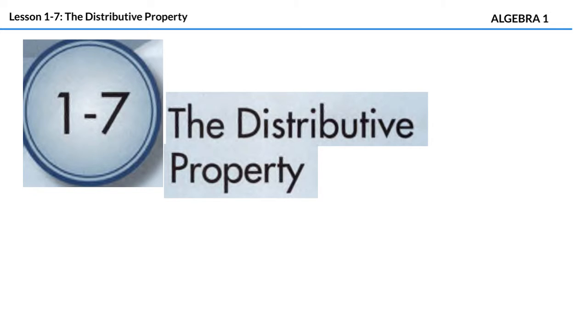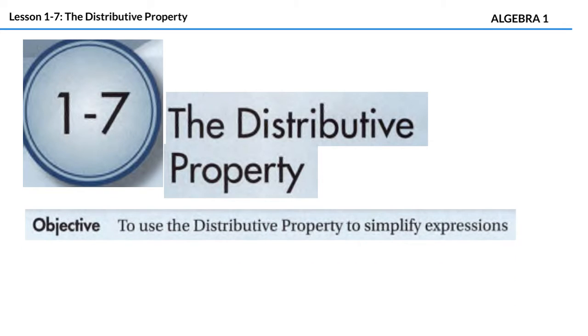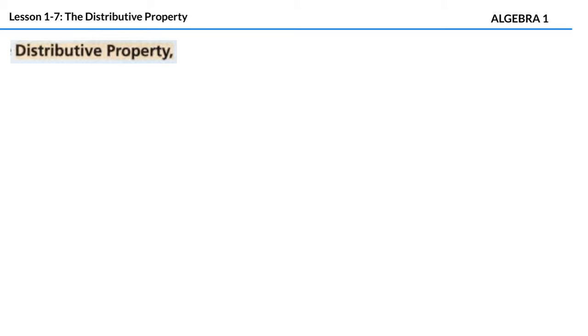By the end of this lesson, you will be able to use the distributive property to simplify expressions. So welcome to the lesson. What is the distributive property? Distributive property is a property of real numbers that is used to simplify expressions. Let's look at the distributive property first.